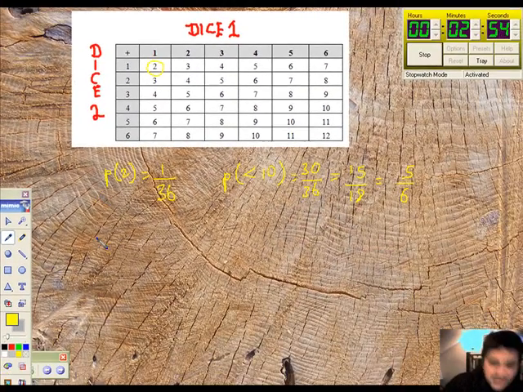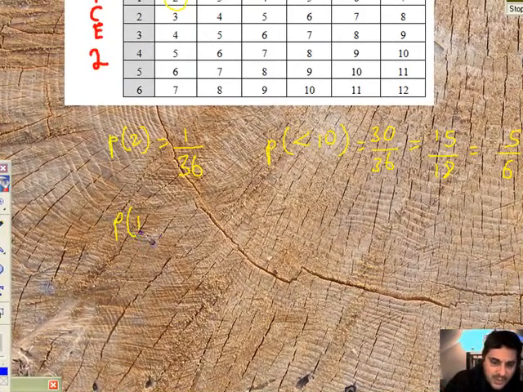The probability of getting a total of 12. Alright then, well, how many 12s do you see on the table? I just see that one right there, just one way of doing it. So it's 1 out of 36.